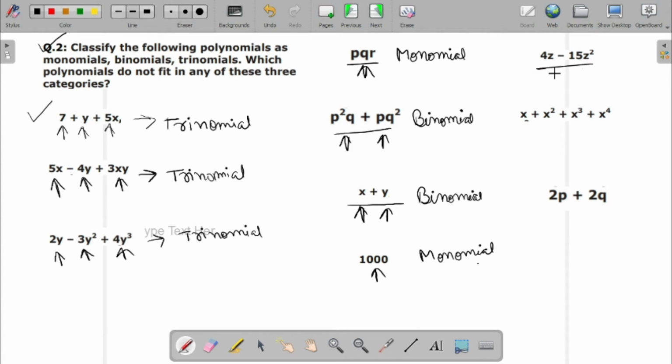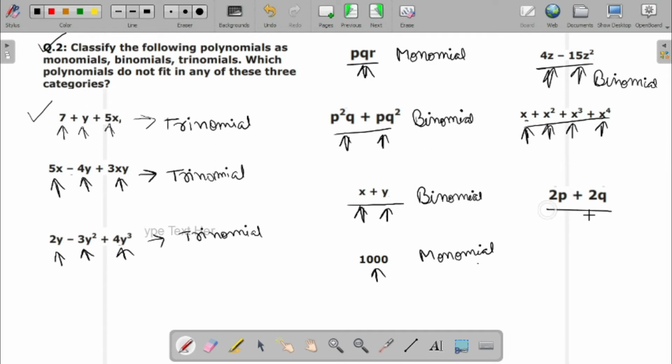Here again, we have two terms, 1 and 2. We call it a binomial. Here we have four terms, 1, 2, 3, 4. So it doesn't fit any of the categories. Basically, it's a tetranomial. So that isn't part of any of the categories, we can say.